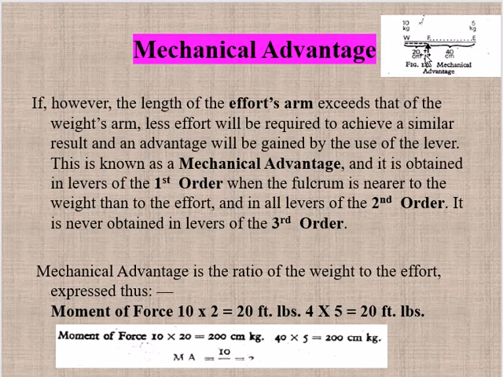As you are seeing here, effort arm is always greater than the weight arm. So we can say here mechanical advantage is gained because less effort will be required to achieve a similar result. We can say that less effort will be required to pick up a small load. It is never obtained in the lever of third order.